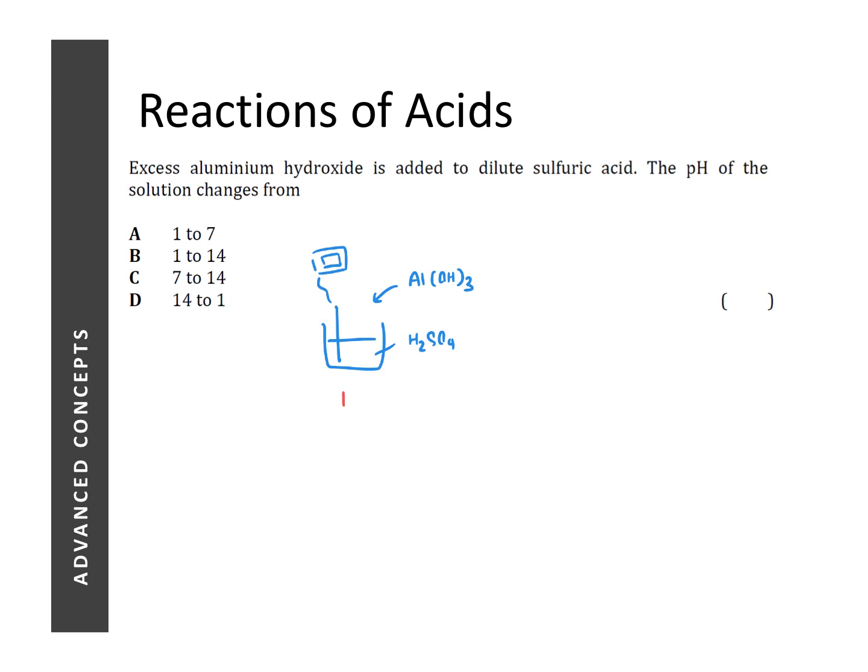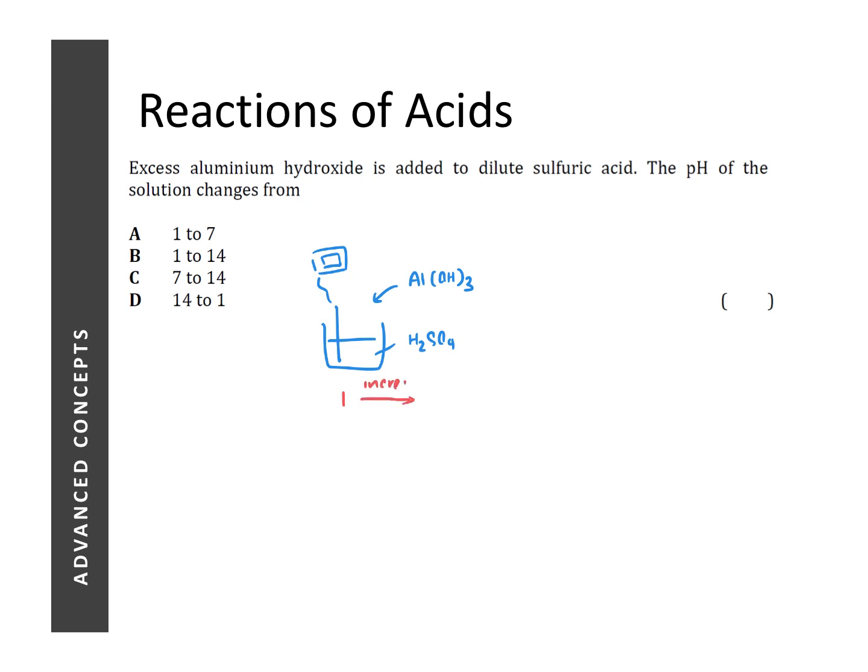What happens when we continue to add aluminum hydroxide is that the aluminum hydroxide, being a base, would react with the acid. That means that as we add aluminum hydroxide, there will be lesser and lesser acid remaining. So what will happen is that the pH will slowly increase.